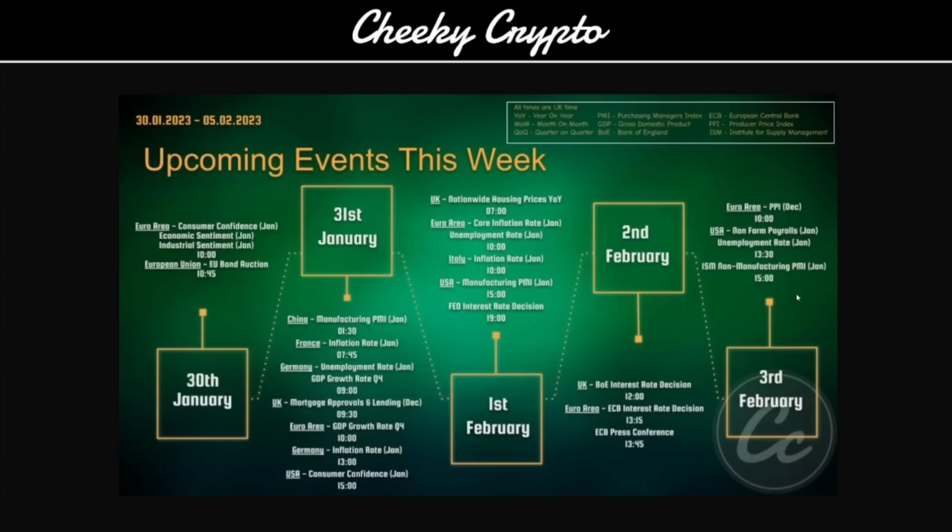Then on the 3rd of February, we have the Euro area's PPI for December, the USA's non-farm payrolls, unemployment rate, and the ISM non-manufacturing PMI in January as well. So there's a lot going on this week. And I think a lot of it is going to be quite negative in terms of price action on Bitcoin. So we want to be a little bit cautious, right?